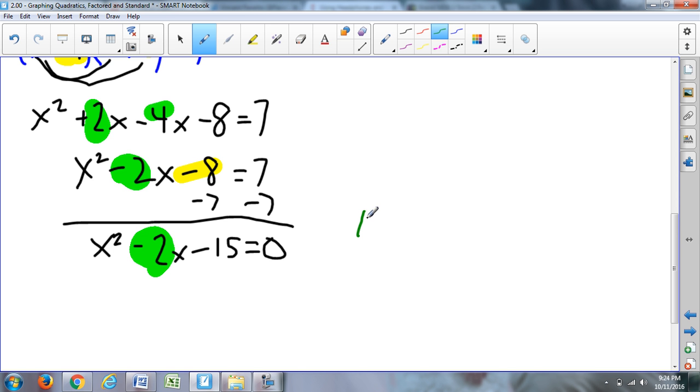All right, so I'll color code it. We're going to add to negative 2. But we're going to multiply to negative 15. I guess yellow is probably a bad color to write in, so we'll just write that one in black. All right, so they're going to multiply to negative 15.